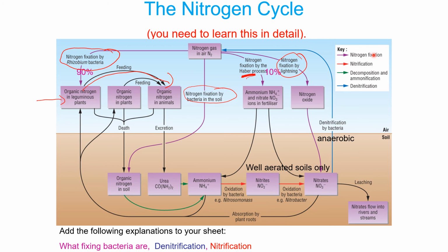So you need to be able to talk your way through these four stages. Nitrogen fixation: rhizobium bacteria, or free-living bacteria in the soil, plus lightning and the Haber process, take the nitrogen out of the air and fix it into compounds such as ammonium or nitrates. Nitrification is where the oxygen is added, which takes it from ammonium to nitrates. Denitrification is the return of nitrogen to the air due to anaerobic conditions. Decomposition and ammonification is this bit here, when you have the dead animals and plants, or the urea or the feces in the soil, turning into ammonia.